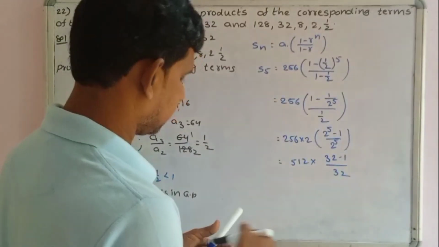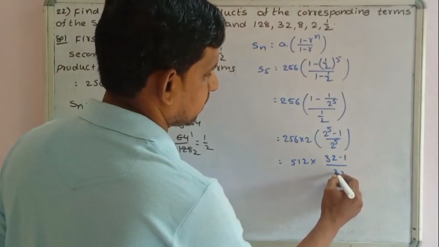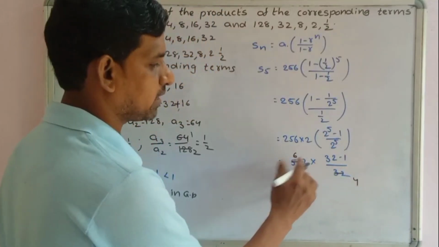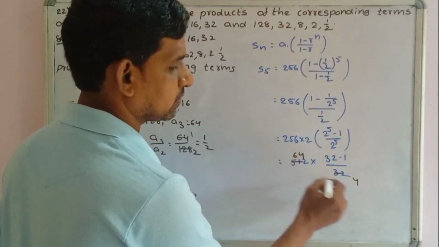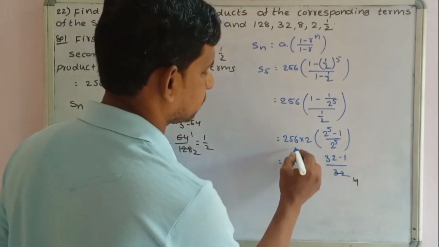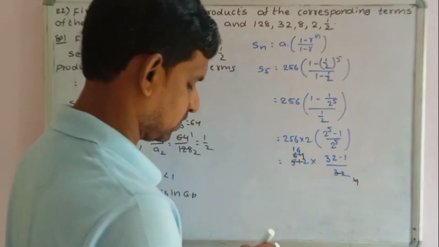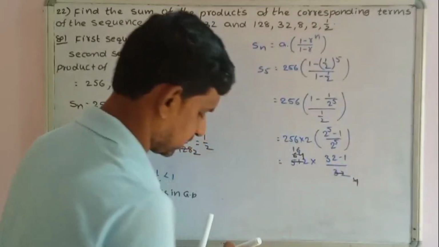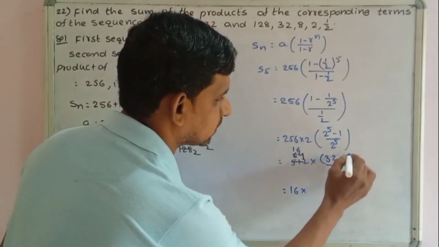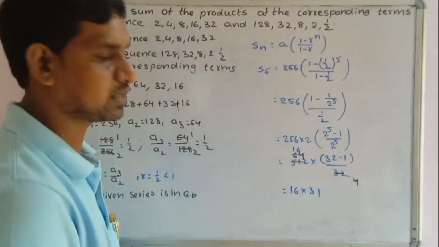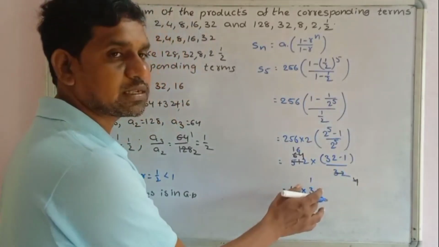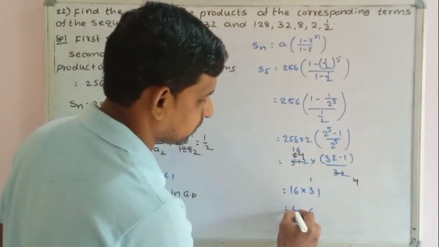Okay, see now, 8 4s are 32, 8 6s are 48, 3 balance, again 8 4s are 32. See again, 4 how many times? 4 1s are 4, 4 6s are 24. So finally 16 times. 32 minus 1 is 31. 16 1s are 16, 16 3s are 48, 48 plus 1 is 49.